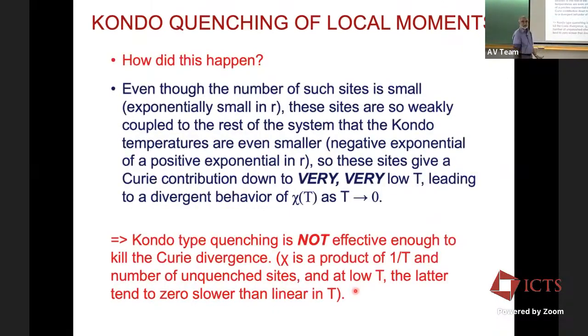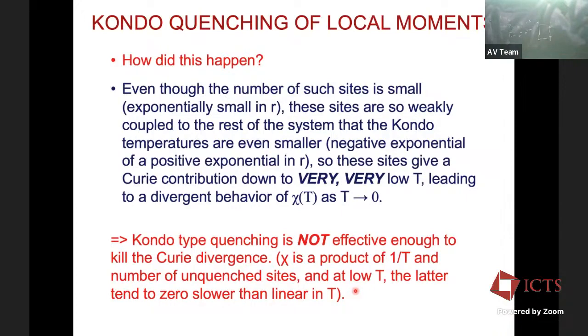So how did that happen? Why did such a small number of sites, which are really rare, dominate this magnetic susceptibility at low temperatures? The point is that even though the density is small, they are coupled, even if extremely weakly. The coupling is exponentially small in R, but the Kondo temperature is the exponential of a negative exponential of a positive R. So while the probability goes like e to the minus R cubed, the Kondo temperature goes like e to the minus e to the plus R, which is a much faster function. And so the Kondo temperature goes down precipitously as the isolation distance goes up.